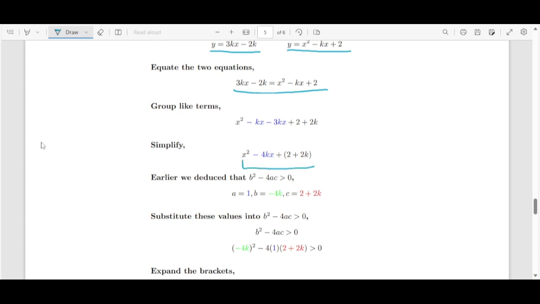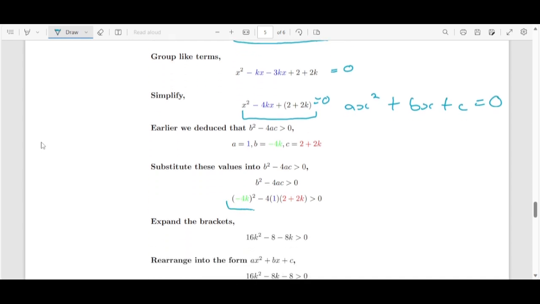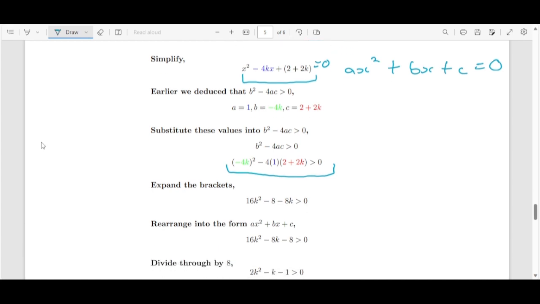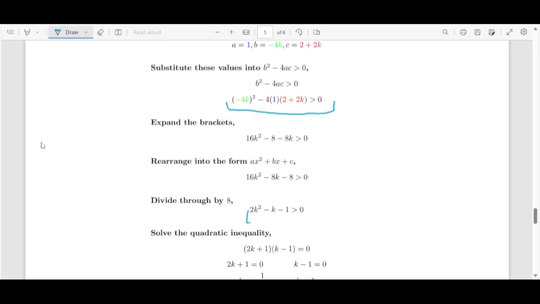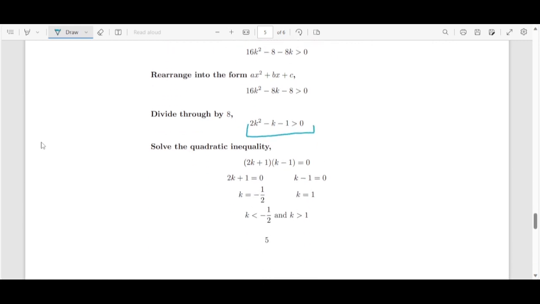Then we simplify the equation to get it into the form ax squared plus bx plus c equals 0. Then we can tell that a here is 1, b is -4k, and c is 2 plus 2k. Then we substitute that into the discriminant, and we should simplify and get a quadratic. We simplify, we end up with this quadratic. And if you factorize the quadratic, the roots that you get are k equals -half and k equals 1.